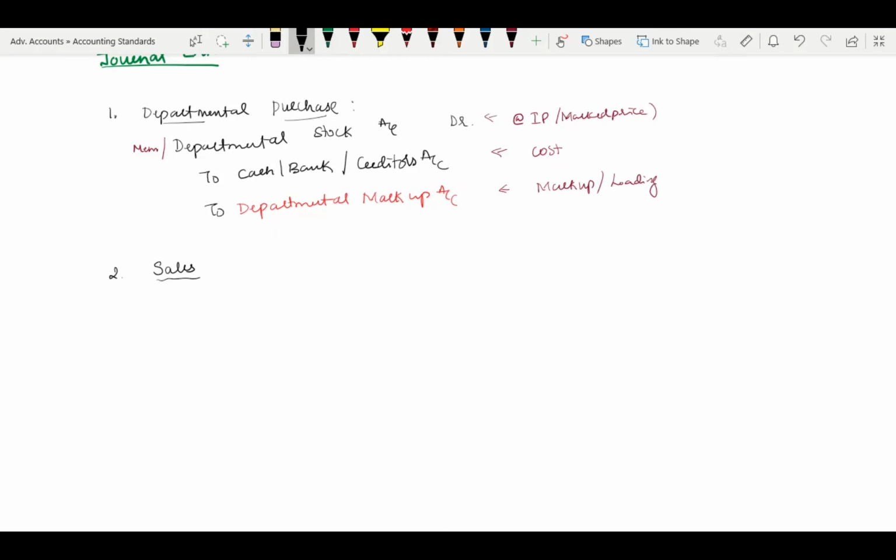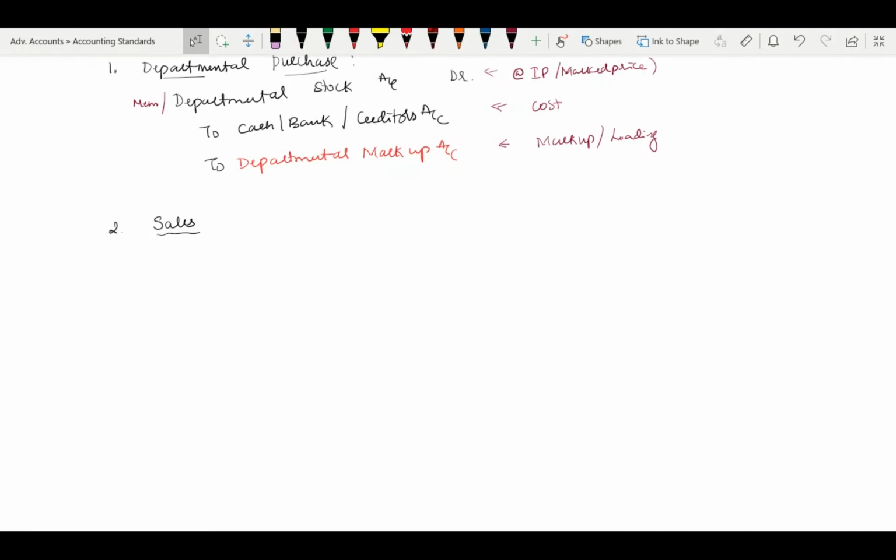Now, in sales, my dear friends, we have three types of sales. In sales itself, we have three situations. Therefore, for sales, please divide your page into three parts, as three entries will come. First, sales at department. The first option, my dear friends, is sales at marked price.